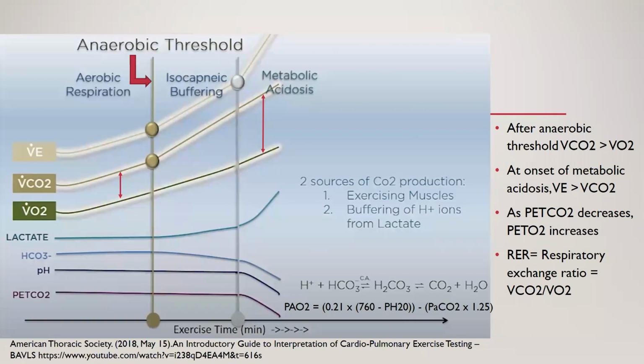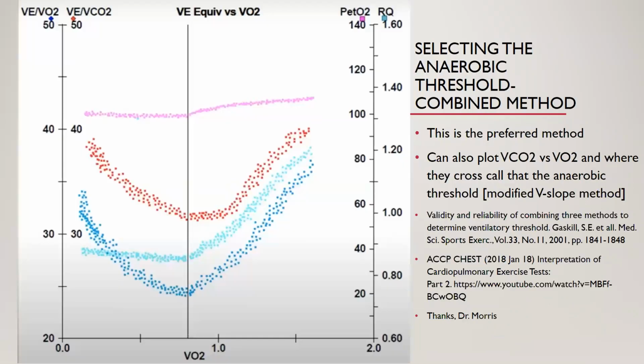All right, so now we know this theory, and now we're going to pick our anaerobic threshold once we start exercising. Our lab uses the combined method, which is preferred. This is a fake graph that Dr. Morris made in one of his presentations that I'm using. It graphs your minute ventilation over your consumption of oxygen here, your minute ventilation over production of CO2 here. This is the respiratory exchange ratio, which is reported as the RQ in our lab here. And this is the end tidal CO2 here, okay?